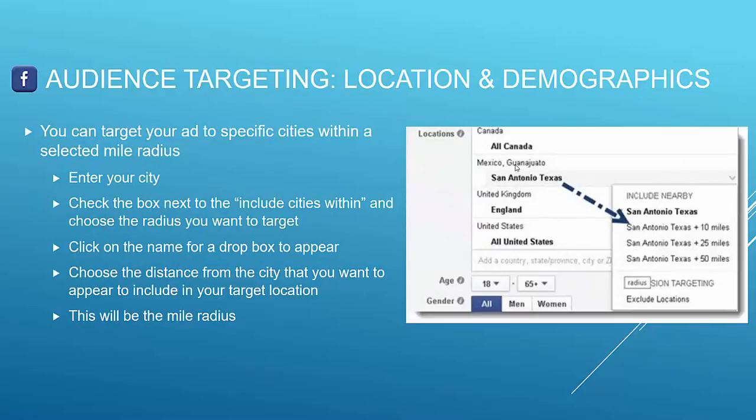Looking at the audience location demographics, you're going to select whatever state or location. You can go all over the U.S., but say you're a local business targeting San Antonio, and you just want to go 10 miles out. That's what you're going to do. You just select that and do 10 miles, or you can go 50 plus miles, whatever you're selecting.